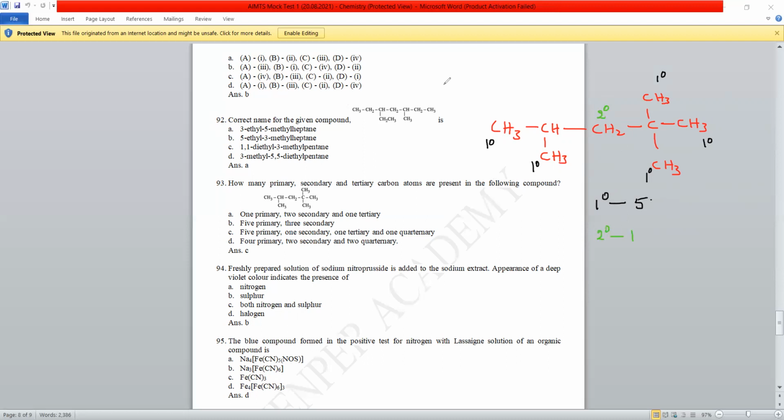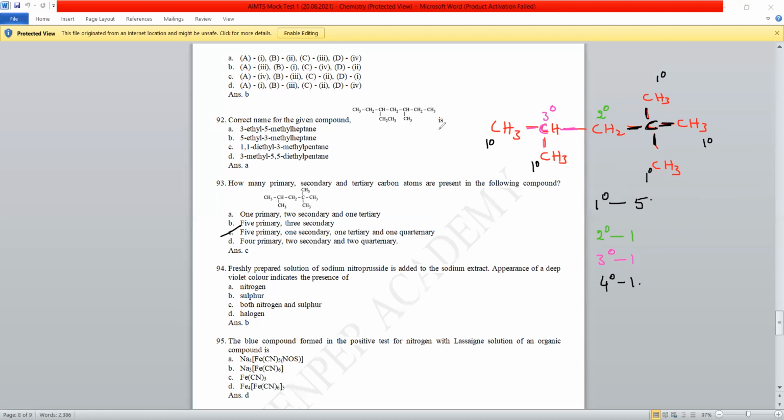And for tertiary carbons, this is the tertiary carbon, because this carbon is connected with 3 carbons directly. So only one tertiary. And quaternary carbon is the carbon connected with 4 carbon atoms directly: here 1, 2, 3, 4. So we have only one quaternary. So we have 5 primary, 1 secondary, 1 tertiary and 1 quaternary. So option C is the correct one.